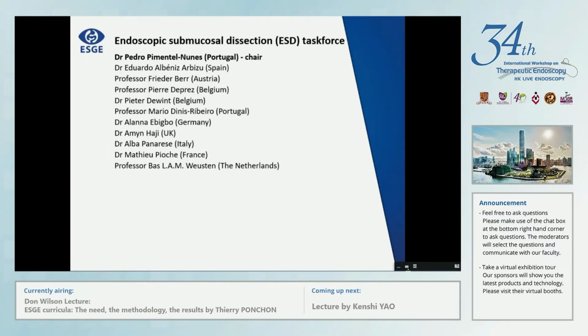I will be brief concerning the task forces. So you see that, for example, for ESD, this was a task force. You have a chair from Portugal, Pimentel Minas, and we have some colleagues from the different places in Europe, okay? And for example, my young colleague, Mathieu Pioche, from my unit. And the same for the other task forces.